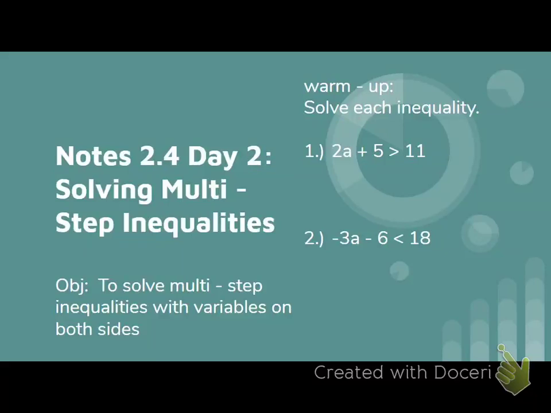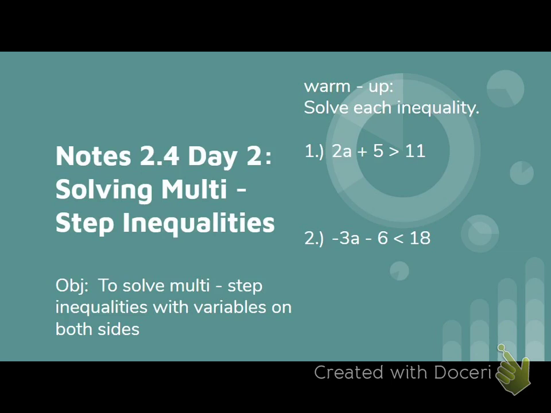Today we are doing day 2 of section 2.4. We are still solving multi-step inequalities. Today we will look at problems that have variables on both sides. In general, the same rules still apply. We solve it like an equation, but we have to remember certain rules.